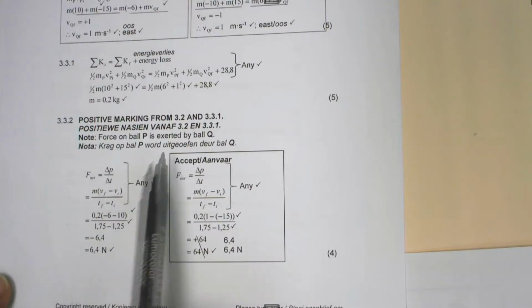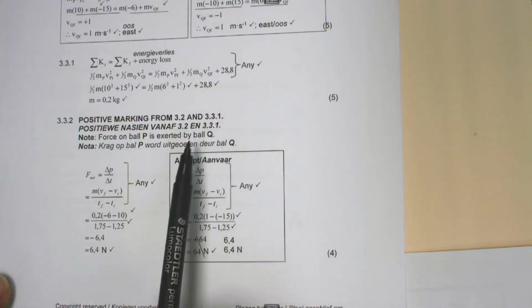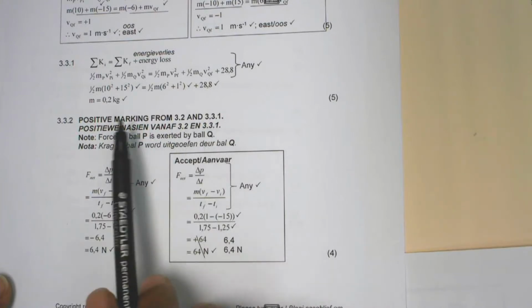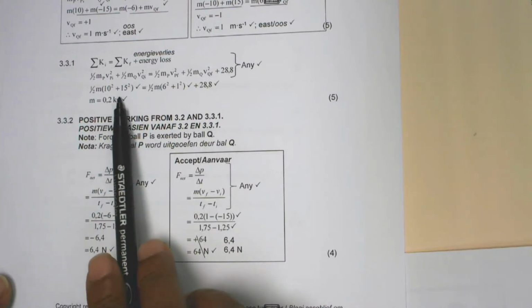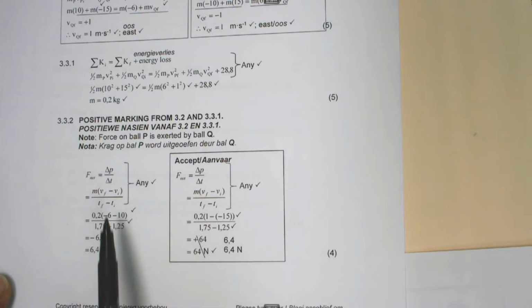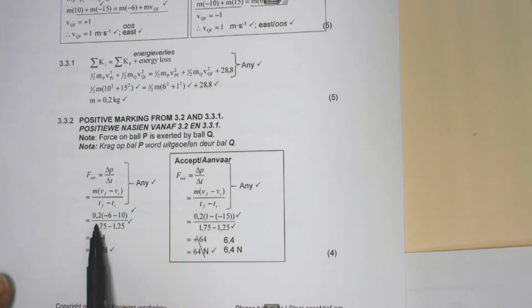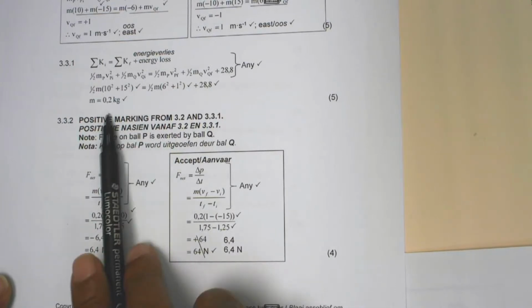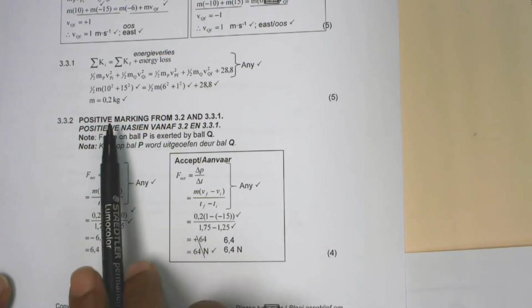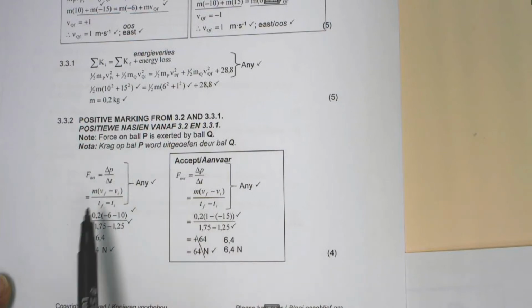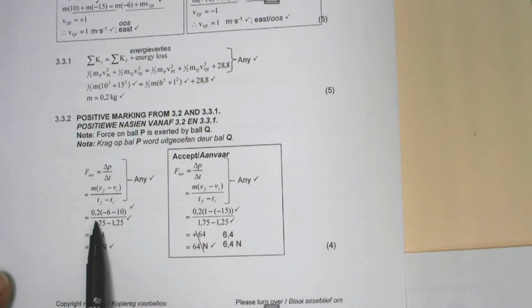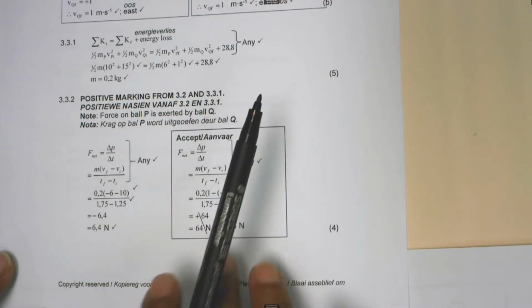Now it is going to be positive marking from 3.1 because it is in 3.3.1 where we calculated that mass. Whatever value that this learner got here, then they substitute it here, it is fine. So give the learners that mark for any value, even though it is different from this one. Okay, but it is important that it should be that value that has been put into this calculation here. And then what is the final velocity of that one?